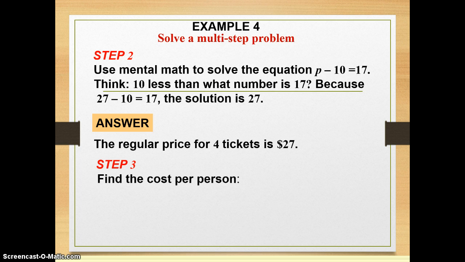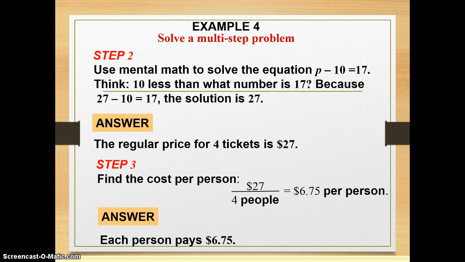The next step is to find the cost per person. Since we are sharing the cost between 4 people, we're going to divide 27 divided by 4 people. That will give us $6.75 per person. So our answer is that each person pays $6.75.